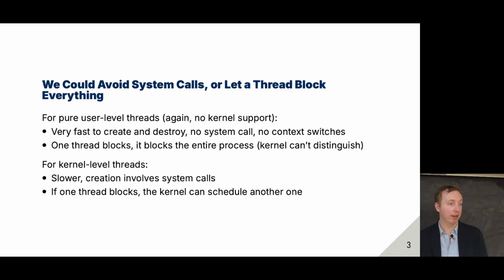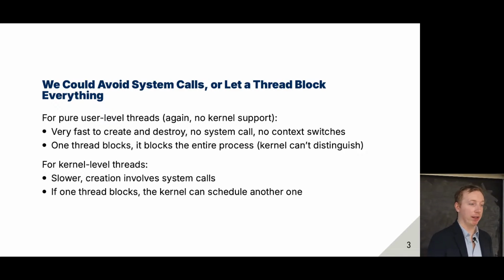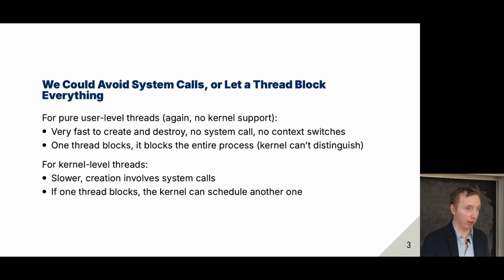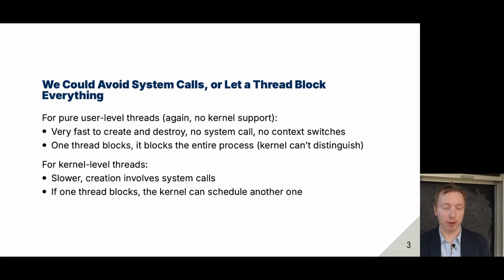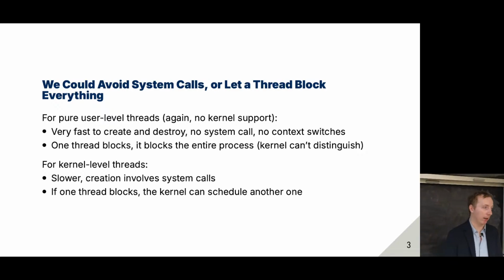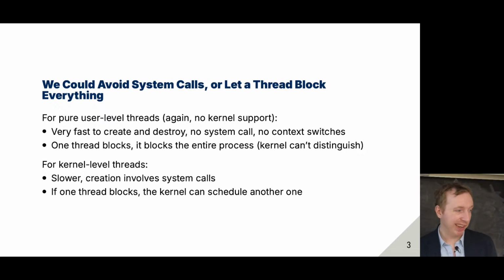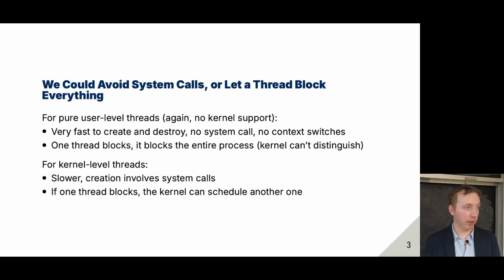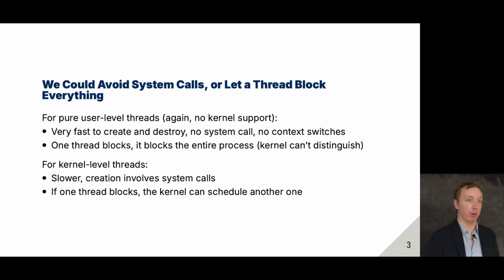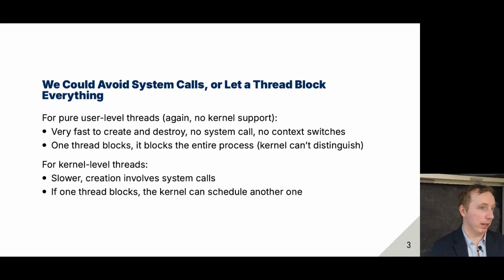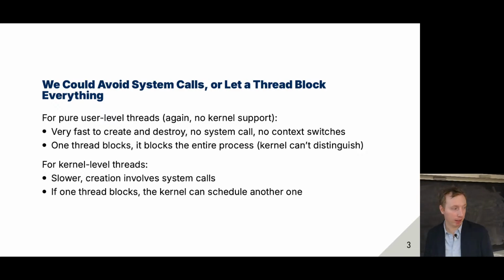But the drawback is if one thread blocks, then the entire process blocks because the kernel can't distinguish. Even if you have two threads, and one's waiting on I/O, like doing a read system call, which is a blocking system call, it's not going to return until the kernel has some information for it. Technically, another thread could run because it's not blocked on anything. But since the kernel doesn't know about your other user thread, it's not going to bother to schedule it. It's just going to assume that process is blocked. Too bad, so sad, even though you could make progress doing something else.